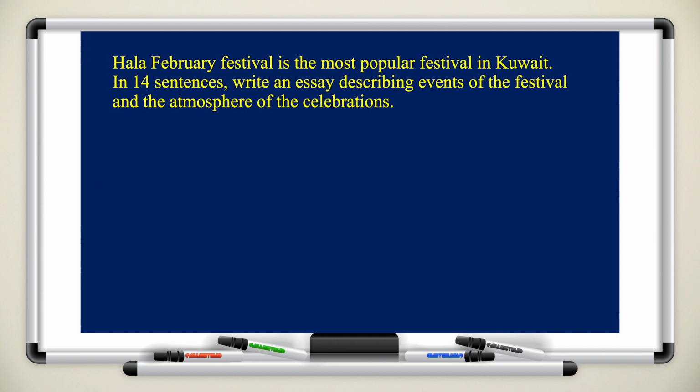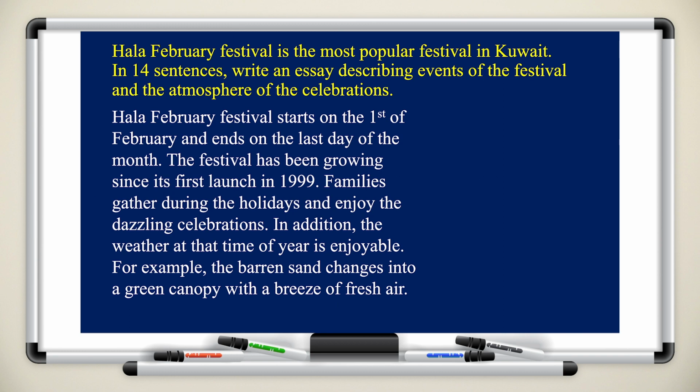Now, I will read this paragraph for you and then we will break it down together. Hala February Festival starts on the 1st of February and ends on the last day of the month. The festival has been growing since the first launch in 1999. Families gather during the holidays and enjoy the dazzling celebrations. In addition, the weather at that time of year is enjoyable. For example, the barren sand changed into a green canopy with a breeze of fresh air.